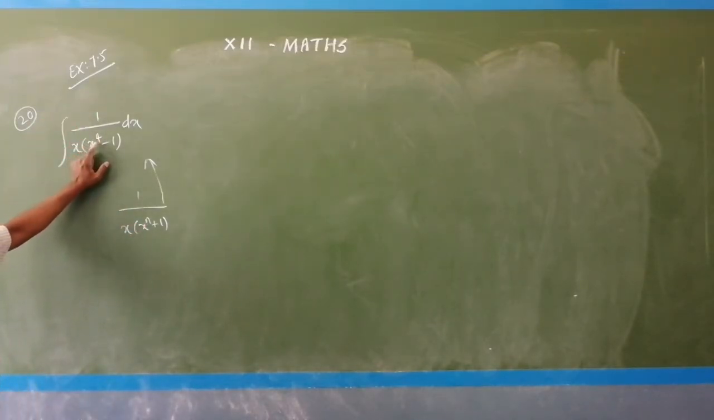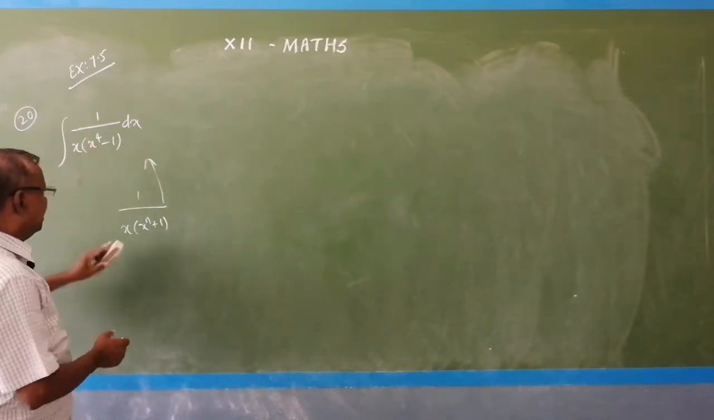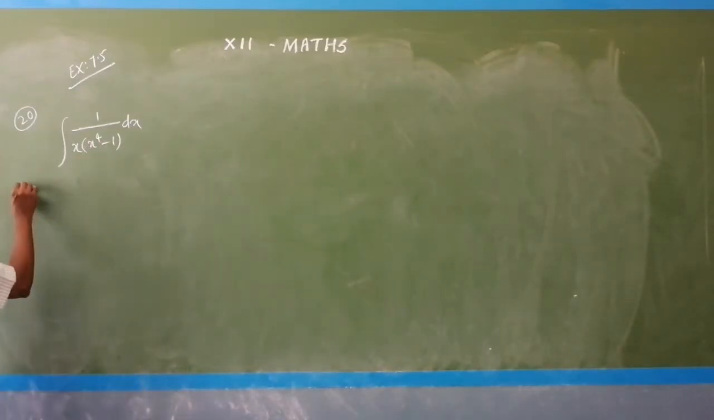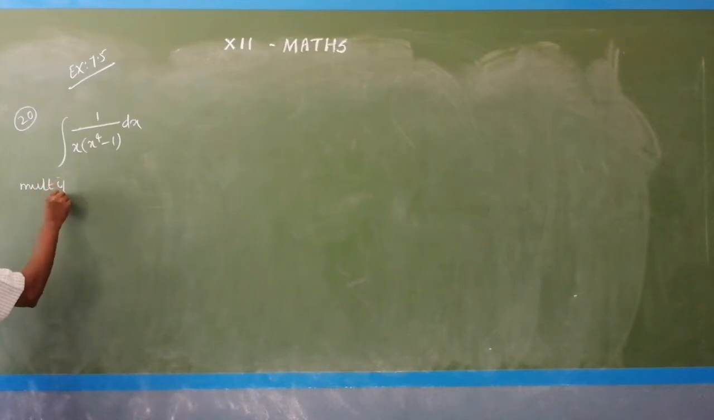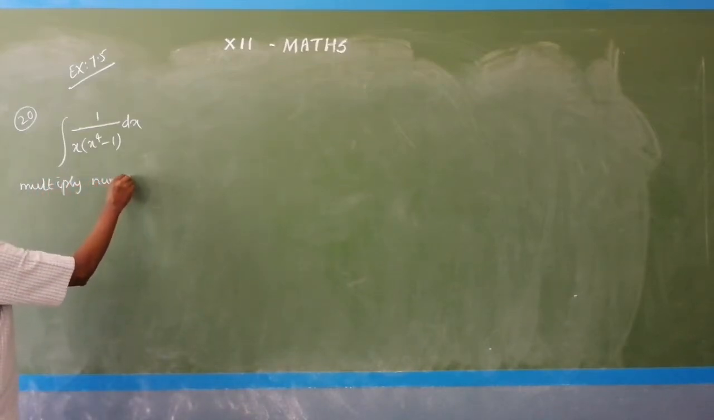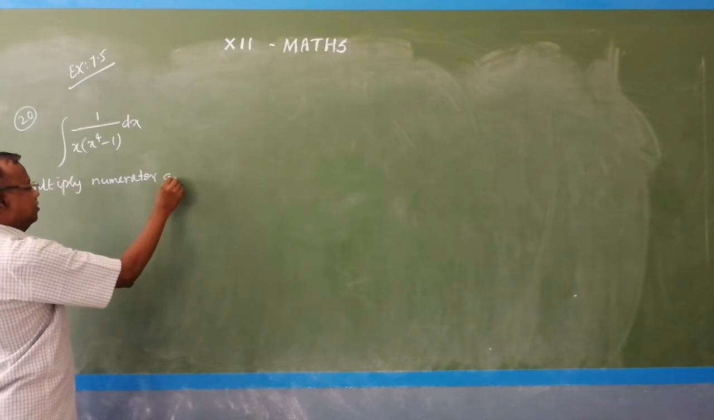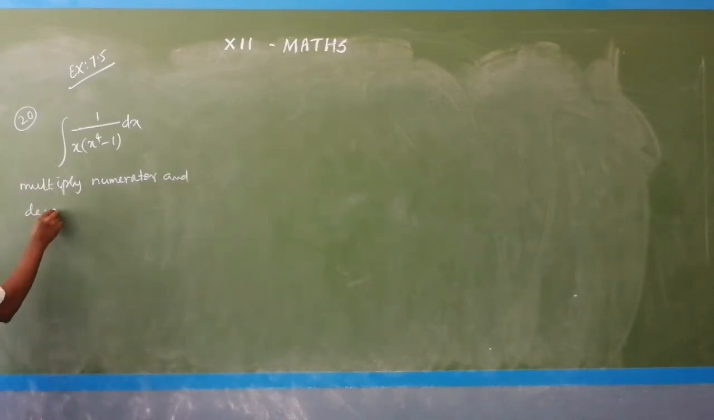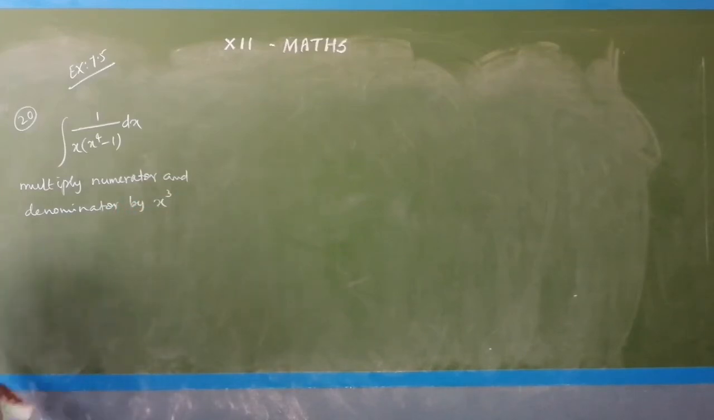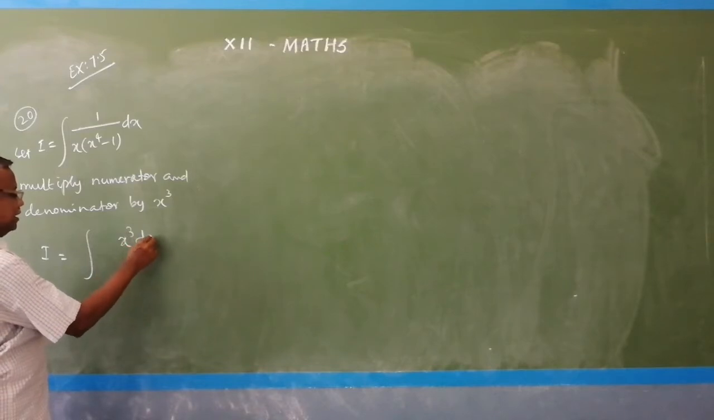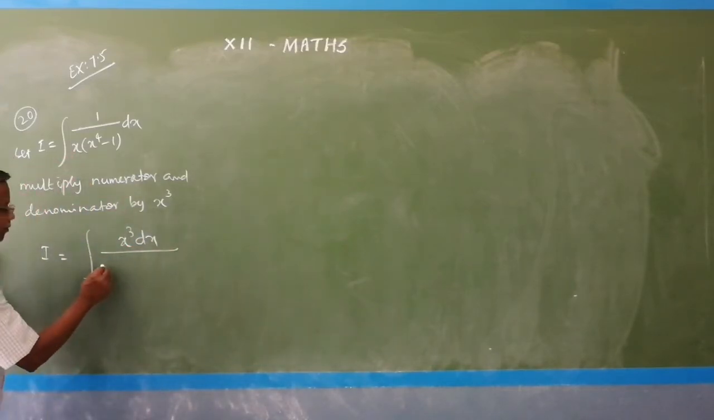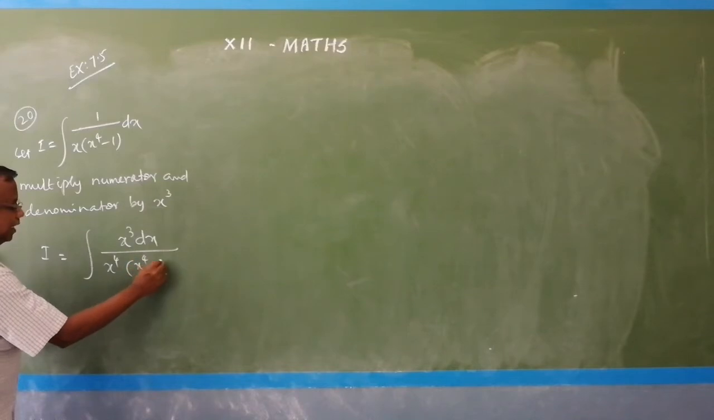Here x power n is 4, so x power n minus 1 means 3. So multiply numerator as well as denominator by x cube, that is x power n minus 1. Assume this is equal to I. So we have I equal to integral x cube dx divided by x cube into x, that is x power 4, into (x power 4 minus 1).